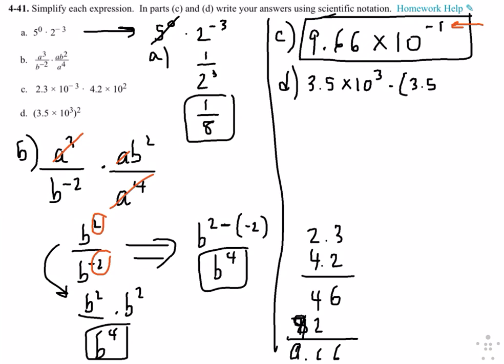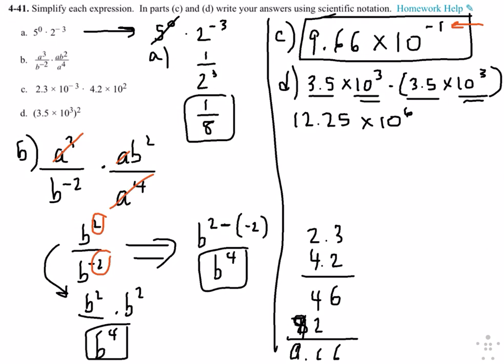Okay. For D, 3.5 times 10 to the third, squared, means 3.5 times 10 to the third times 3.5 times 10 to the third. Same as before. So 3.5 times 3.5, that's this one times this one, is 12.25. And then 10 to the third times 10 to the third is 10 to the sixth.